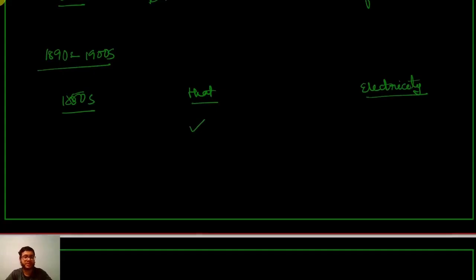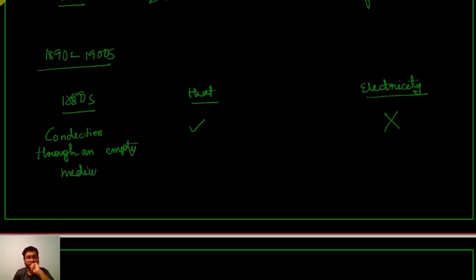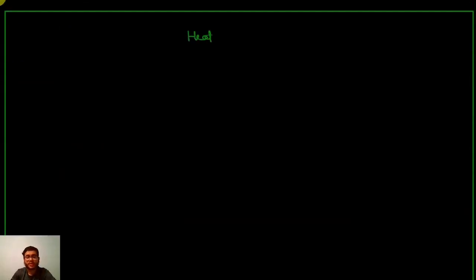Heat could flow through a free medium. Let's say there is a hot bulb and you are standing somewhere else and you can feel the heat. But electricity does not flow through everything, right? Conduction through an empty medium. Heat and electricity were different things. Heat felt hot. When it comes to electricity, you will feel a shock.